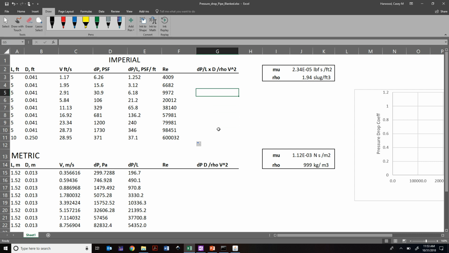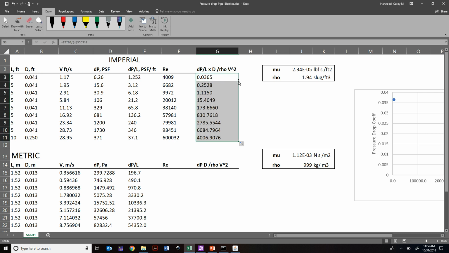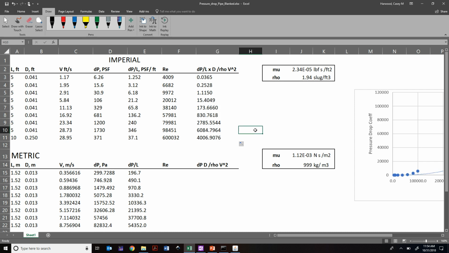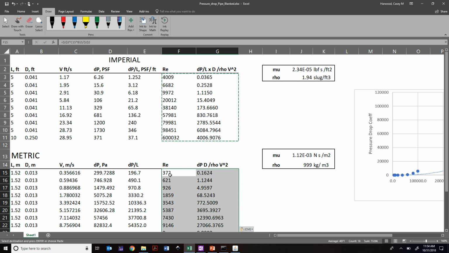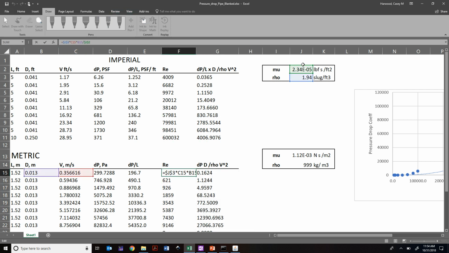We do the same thing here, taking the pressure gradient times diameter divided by rho times v squared, and we end up with the pressure drop coefficient. If I were to go through this exact same process, let me paste it in here and change these references to the metric cells.